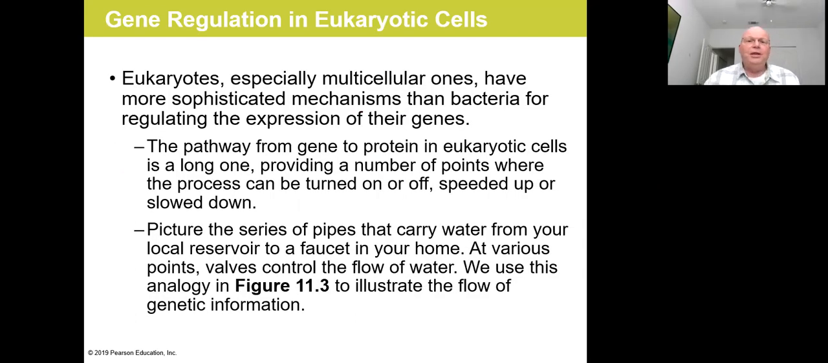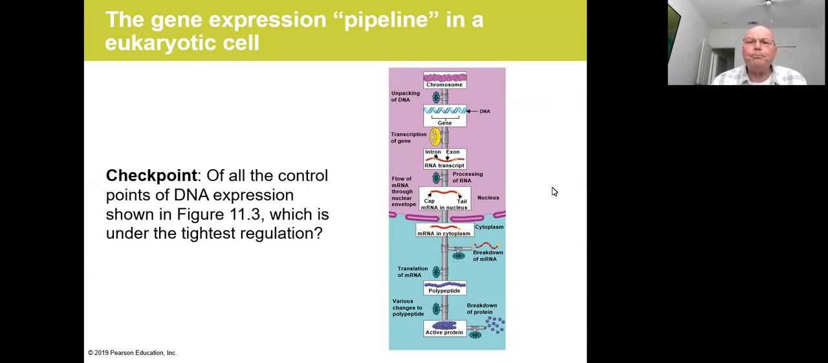So when we start thinking in terms of eukaryotic cells, the regulation of genes here is way more complicated. And we, in fact, draw a little flow diagram. The book has drawn it as a series of pipe arrangements, done as a plumbing analogy, with a series of valves along the pipes, and each one of those valves represents a regulation point. So if we take a look at that diagram, here you can see what it looks like.